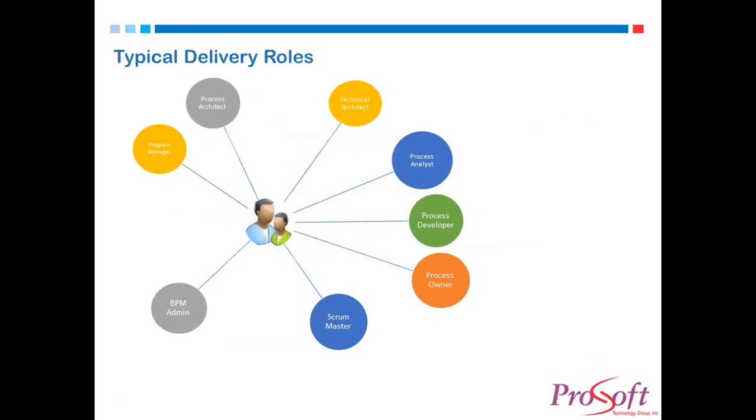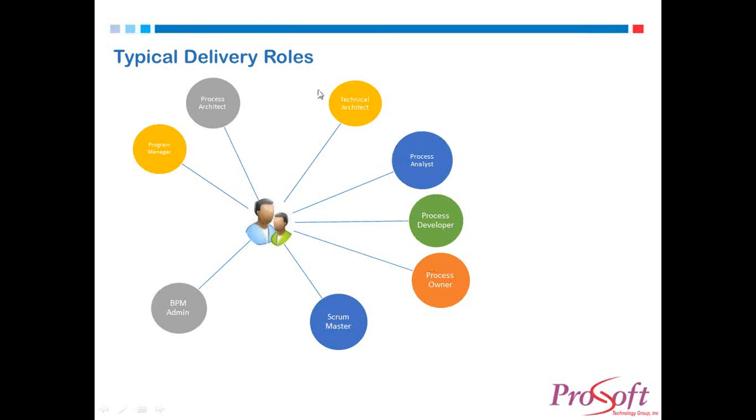So typical delivery roles that you have, at a minimum, you need a process analyst, a process developer, and a process owner. But this is the absolute minimum. Because these are the two skills that are needed to affect the change or the solution that you need. And of course, you need a process owner for the governance aspect of it and to ensure that the process analyst and the process developer understand the goals of the process improvement initiative.